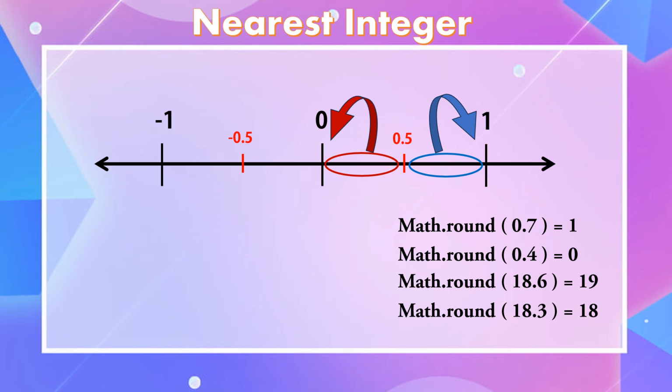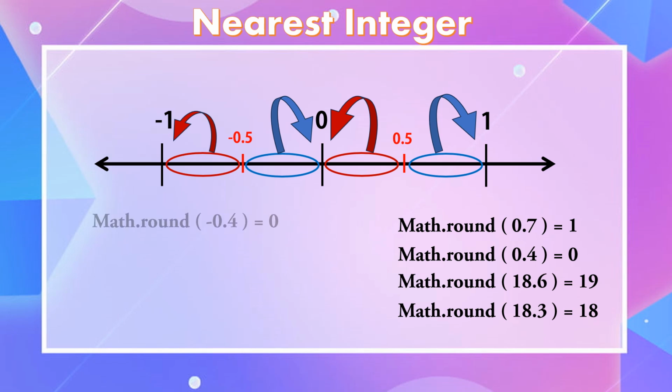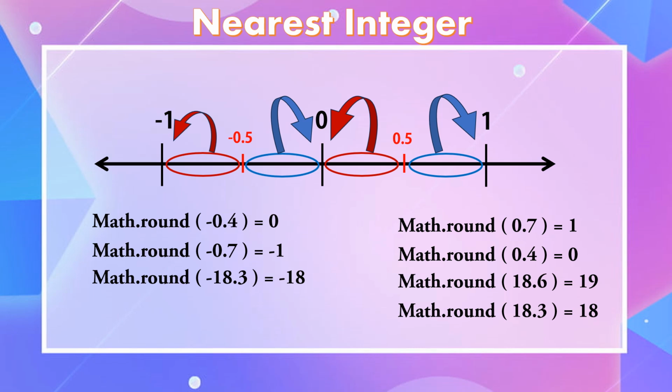Let us see how it behaves on the negative side. When it works on minus 0.1 to minus 0.4, it makes the value 0, the nearest one. And from minus 0.6 to minus 0.9, it makes it minus 1, the nearest point. Let's see some examples. Minus 0.4 becomes 0. Math.round minus 0.7 becomes minus 1. Math.round minus 18.3 becomes minus 18 and minus 18.6 becomes minus 19.